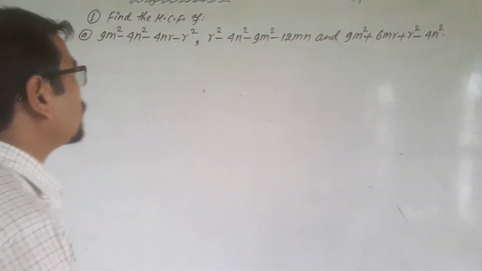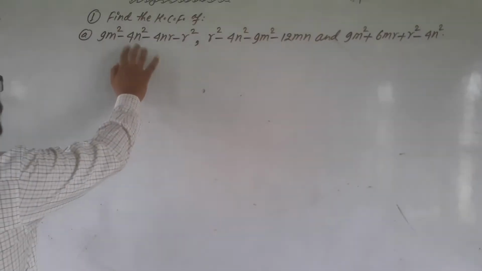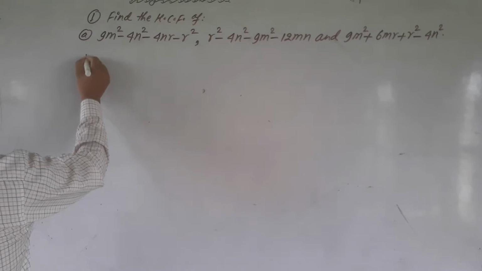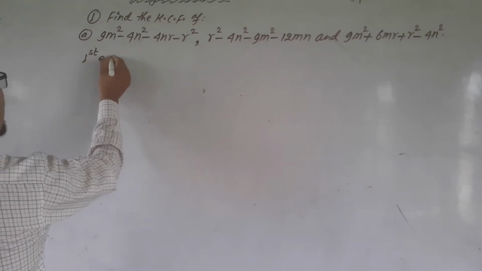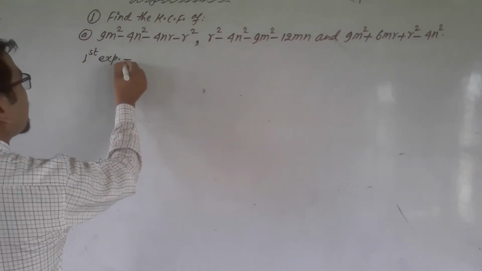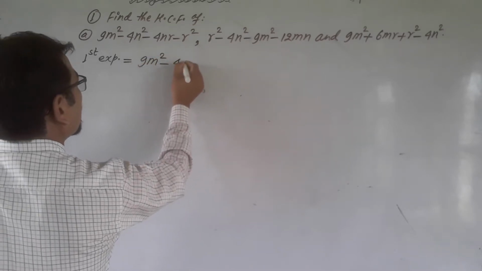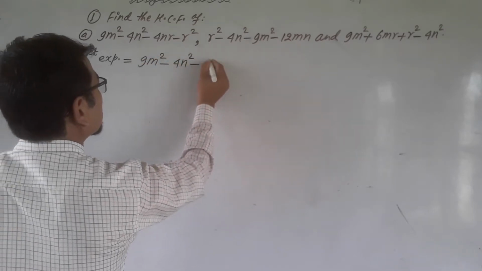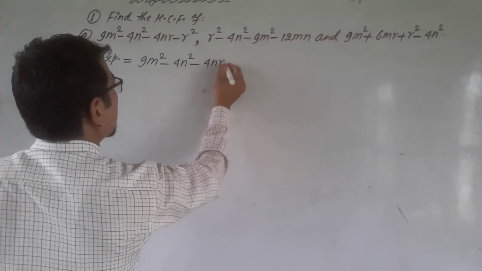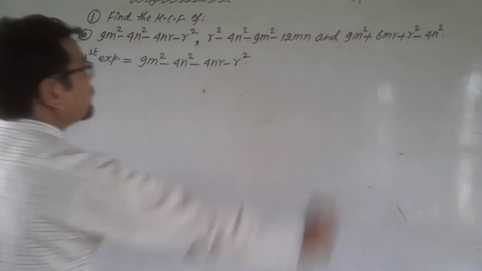So look at here how to do it. This first expression we have. Look at here how to factorize. The first expression we can write: first expression is equal to 9m square minus 4n square minus 4nr minus r square.